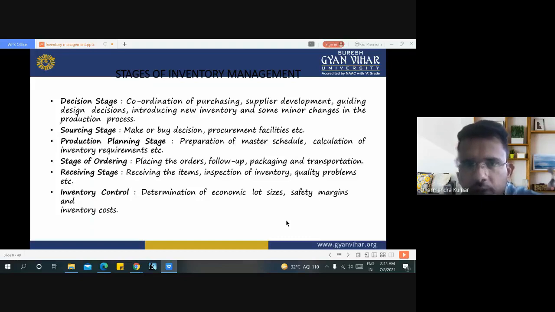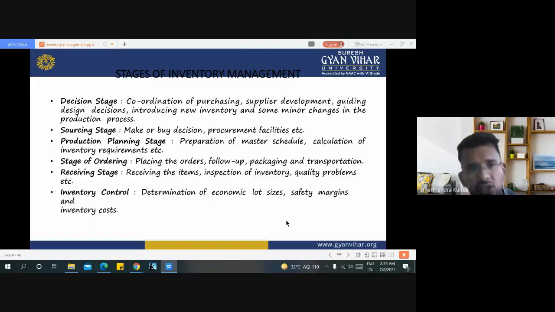preparation of master schedule, calculation of inventory requirement, stage of ordering, placing the new order, follow up, packaging and transportation. The stage of ordering consists of the following points: we place the order to the various vendors and follow up with them, packaging of that raw material, and we confirm the transportation from that supplier or vendor is ready to come to our manufacturing plant.